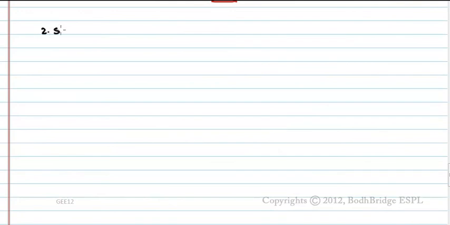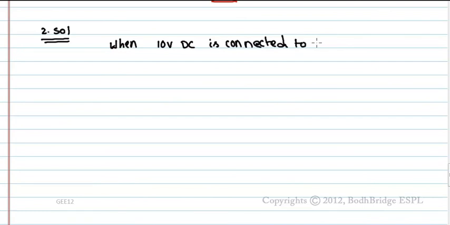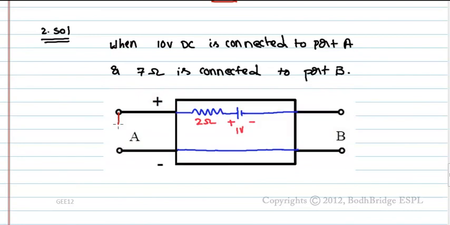Second question solution. When 10 volts DC is connected to port A and 7 ohm is connected to port B. 10 volts, 7 ohm. Current I equals how much?